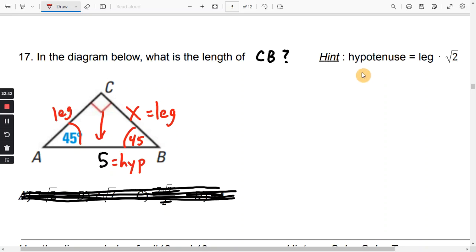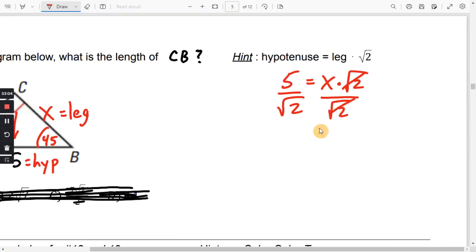All right, so hypotenuse is leg times radical 2. The hypotenuse is 5. The leg is x, and that's times radical 2. The opposite of times radical 2 is divided by radical 2. All right, and it cancels here. Now, you're not supposed to leave square roots in the denominator, so the way to get rid of that is to multiply by the denominator over itself, radical 2 over radical 2. All right, this is the same as times 1.